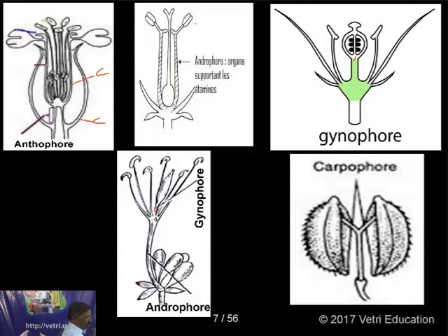Both are the same. This is called gynandrophore. Gynandrophore you can find in Capparis. And the fifth one, carpophore. This is the peduncle. It encloses and enters even into the carpels. This is called carpophore. You can find it in coriander.